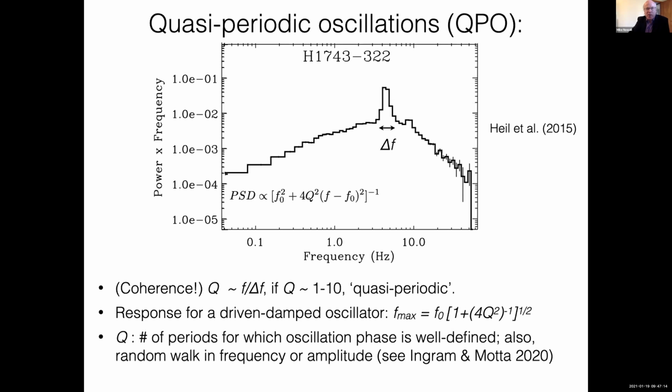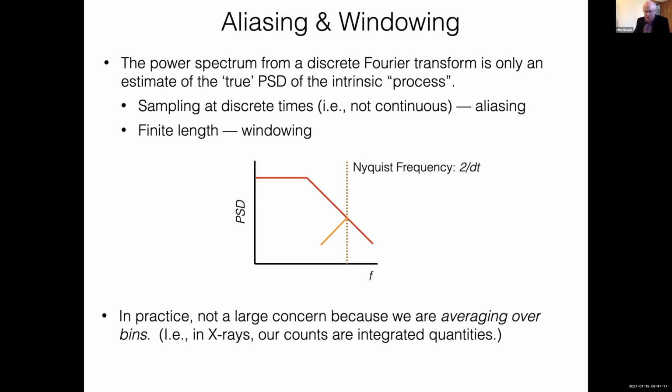for this random walk. Now, there's a few other things that you have to worry about when doing Fourier transforms. You have discrete Fourier transforms. You have to worry about aliasing and windowing. The power spectrum from a discrete Fourier transform is only an estimate of the true power spectrum of the intrinsic process. We have to worry about the fact that we're sampling at discrete times, not continuous times, and that leads to this concept of aliasing. We have to worry about the finite length, and that leads to the concept of windowing.